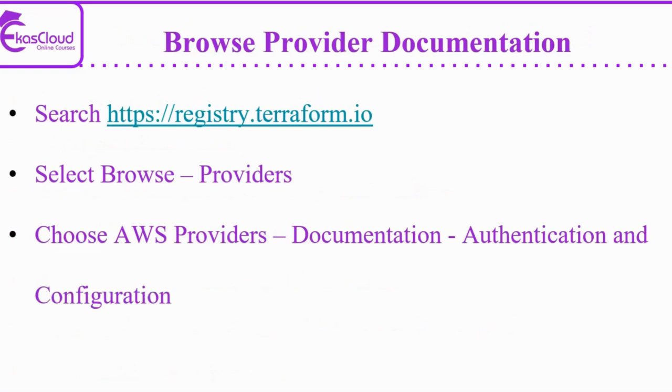Browse provider documentation. First, search the https://registry.terraform.io link. Start by browsing the Terraform provider documentation for AWS. This documentation will provide guidance on how to authenticate and configure the AWS provider with your Terraform configuration.